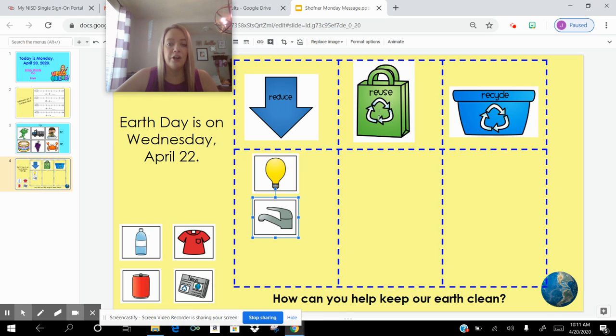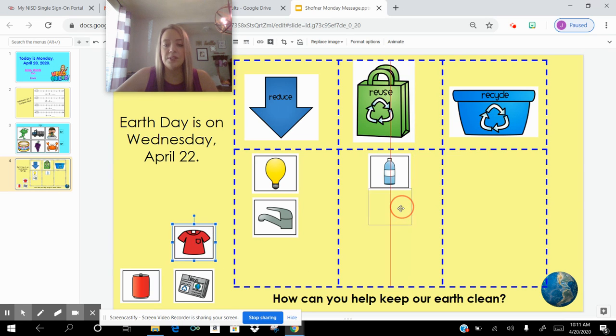So the next R is reuse. Reuse means to use something again. So here you have a water bottle. A lot of you would bring water bottles to school. You can buy a reusable water bottle that you can wash, or even the water bottles that come from the grocery store, you can refill them after you've drunk all the water from them. So you can reuse them, okay?